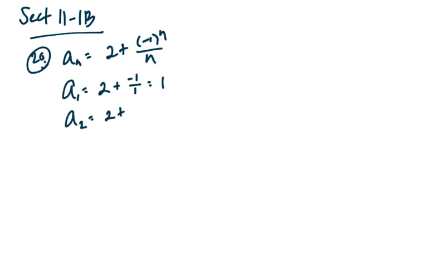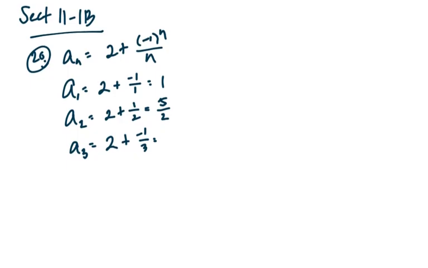A sub 2 is 2 plus positive 1 over 2. So 2 plus a half is 5 halves. A sub 3 is 2 plus negative 1 over 3. So 2 minus a third is 1 and 2/3, which is 5/3. A sub 4, we're supposed to calculate the first 10 terms, is 2 plus positive 1 over 4. So that's 2 1/4, which is 9/4.